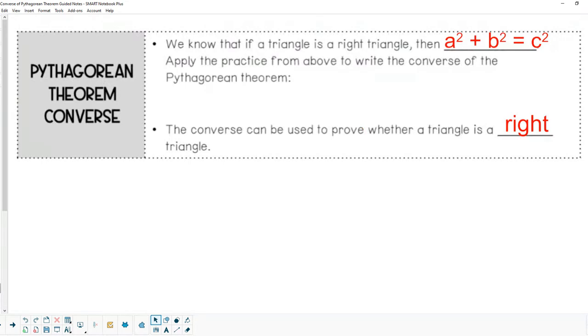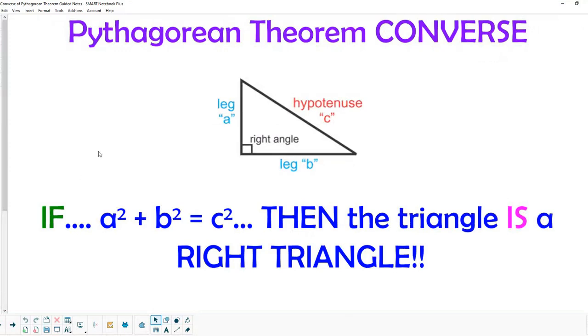So we know that if a triangle is a right triangle, then a squared plus b squared equals c squared. We learned that from the Pythagorean theorem. So if we're going to apply the practice from the above written information to write the converse of this theorem, here's what it would look like. And this is what it is. If a squared plus b squared equals c squared, then the triangle is in fact a right triangle.